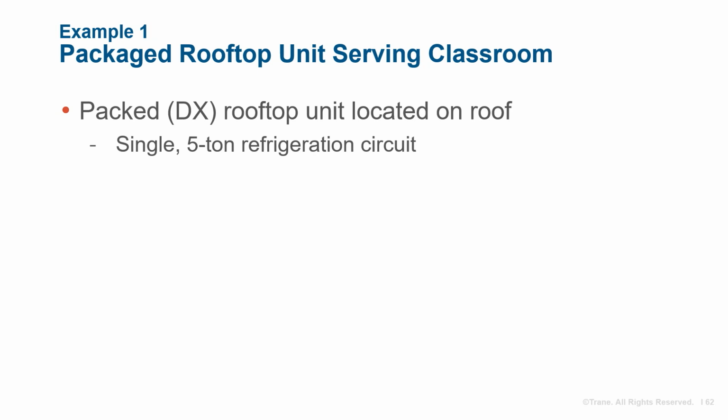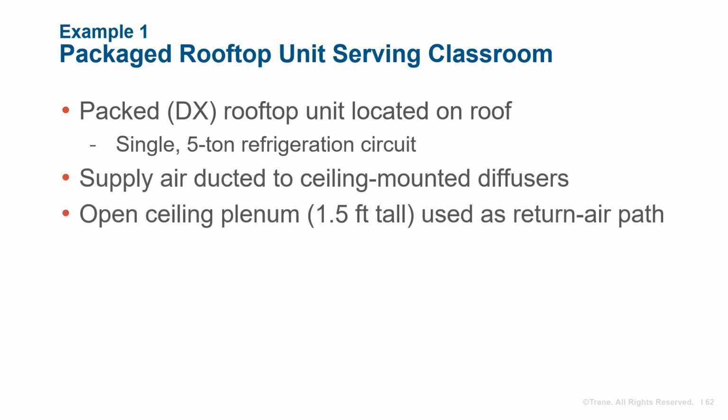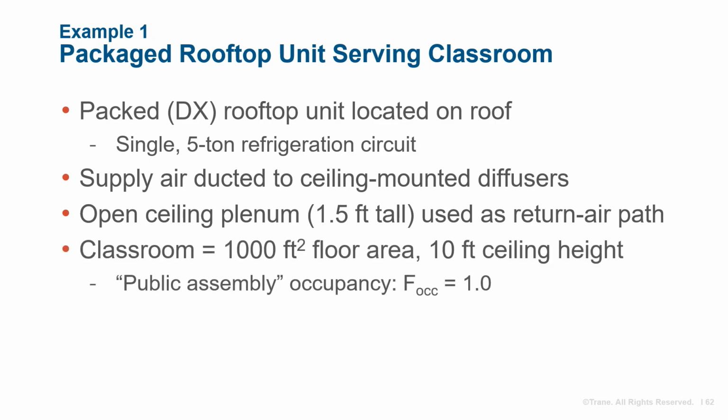This rooftop consists of a single refrigeration circuit. Supply air is ducted to diffusers located throughout the classroom, and the return air uses a ceiling-mounted grill into an open ceiling plenum that returns back to the unit. The classroom has a floor area of 1,000 square feet with a 10-foot ceiling height, and the occupancy category per Standard 15 is public assembly.